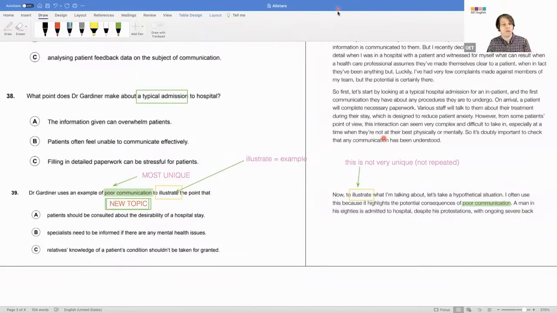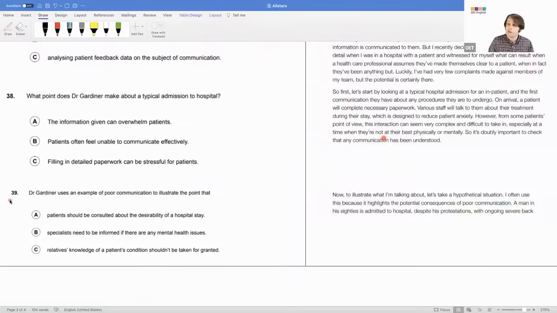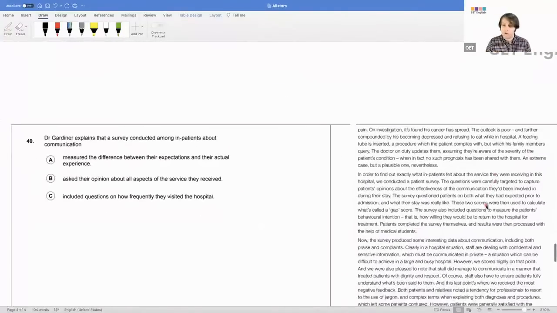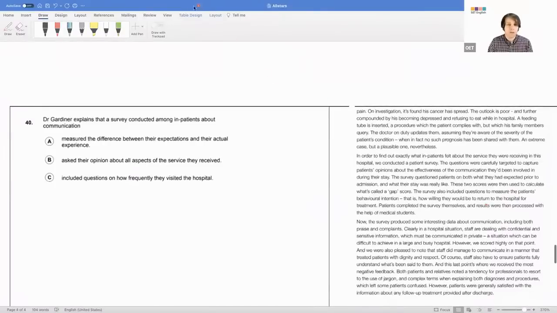So anyway, choose your signpost words. You will know when the question changes. How do I know when question 39 changes? Poor communication is here, poor communication. Okay, what about 40 now, though? A bit more tricky now. Okay, so can anyone see, firstly, I want you to tell me where is the best signpost? Okay, where's the best signpost? Type it into the chat on Facebook, guys. Where is the best signpost here? And also, where is it? Which paragraph is that signpost in?